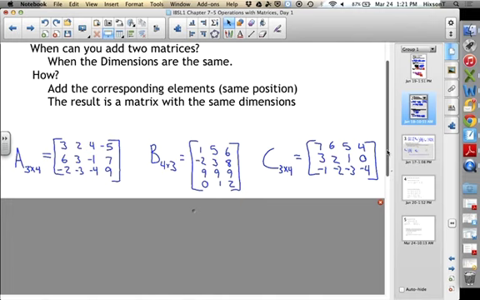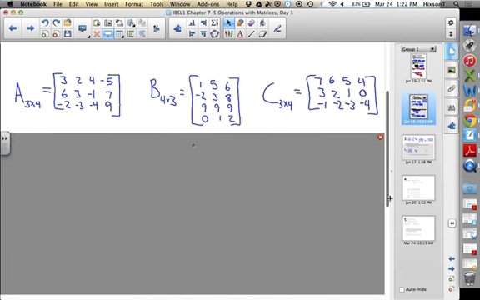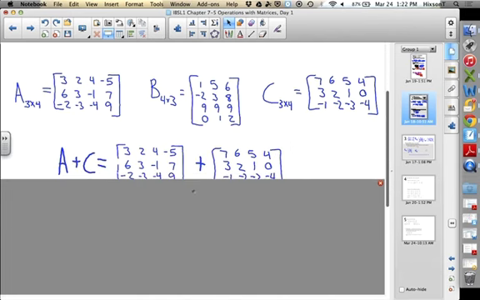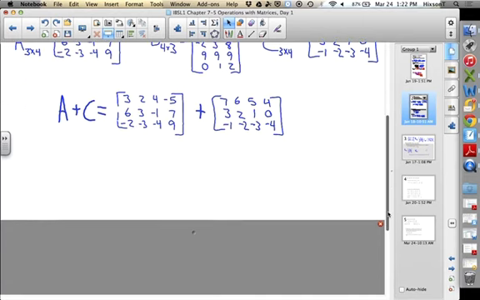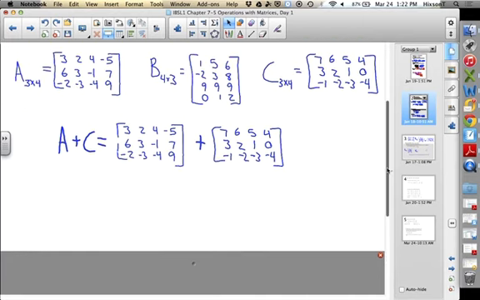Alright, so based on our rules, which of these matrices are we able to add together? A and C. They both are 3 by 4 matrices, so we can add those together. So let's look at how we would go about doing that. If I have matrix A plus matrix C, we said that you add the matrices by adding the corresponding elements. Alright, so let's look at what that means.